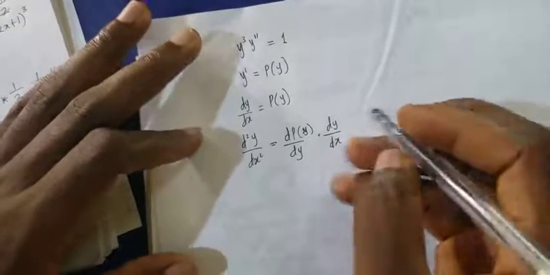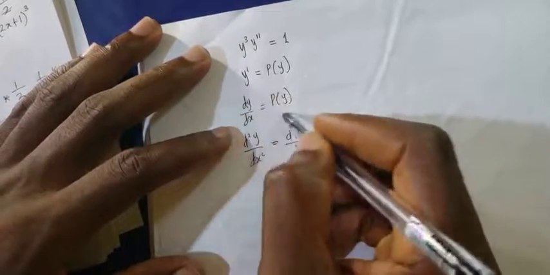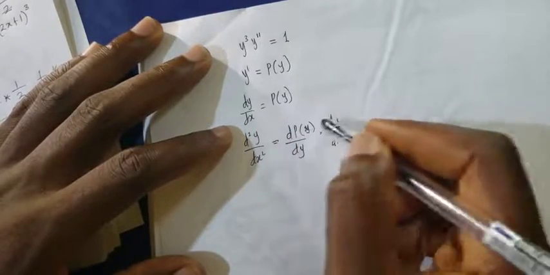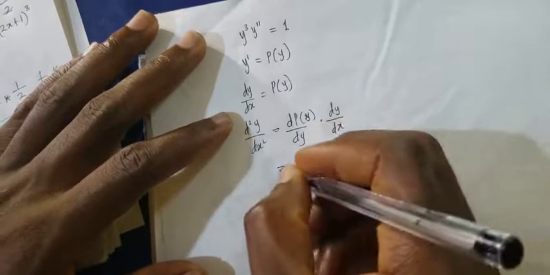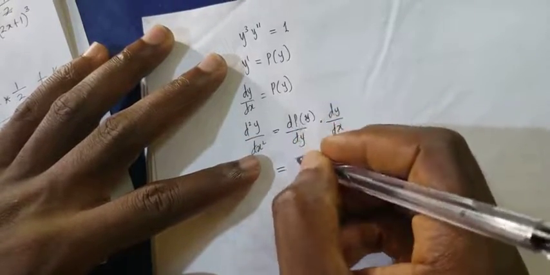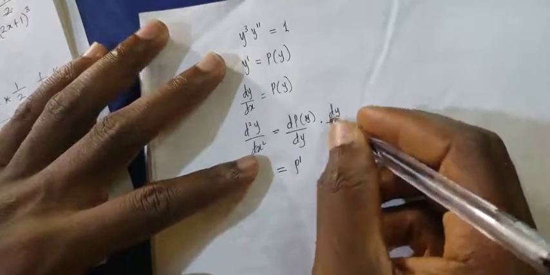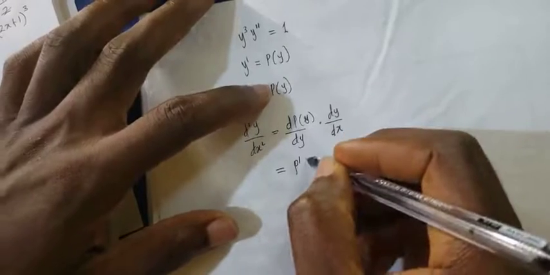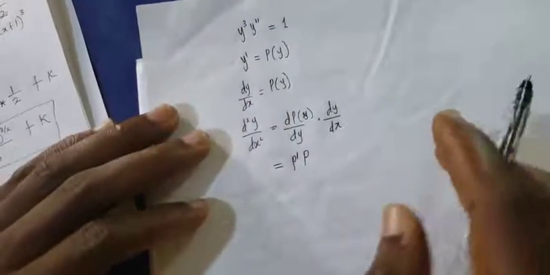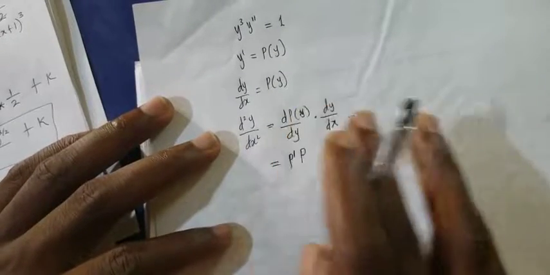Basically this means that you are differentiating this, which is the same as differentiating this, and by the product rule you can get this. So this is just going to be equal to dp dy, multiplied by dy dx, which we have noted as p. So this is just p prime multiplied by p. So this will help us get our p, which is a function of y.